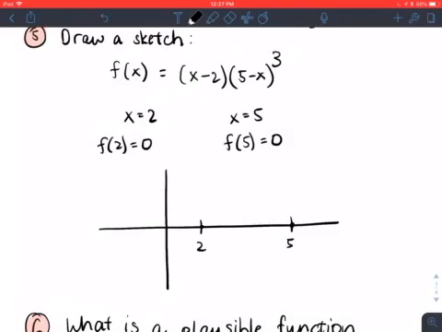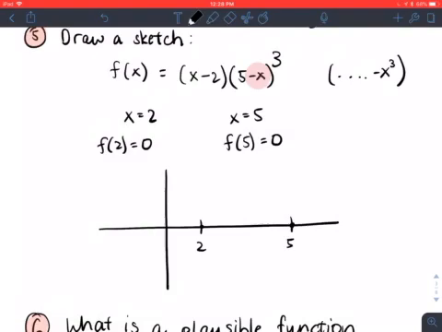Now, in terms of determining the behavior, notice that this will be a degree 4 function, or a quartic function. This means that our behavior is either going to be up, up, or down, down. Notice that we have a negative x located here. When that negative x is raised to the third power, it will be a negative x to the third term. So when we expand 5 minus x to the third power, the highest degree term will be negative x cubed.